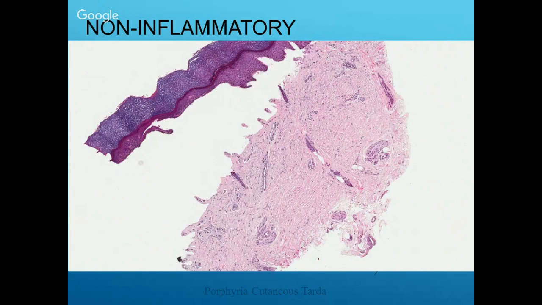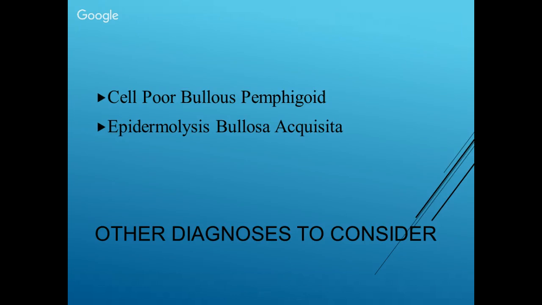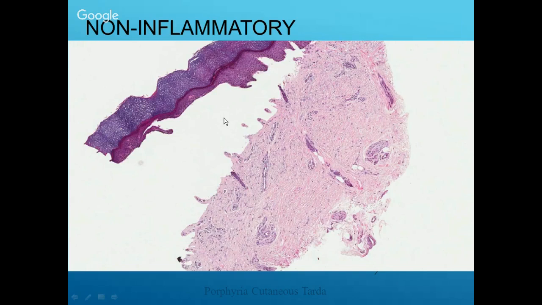So subepidermal split, non-inflammatory, think of PCT, and the other, we'll talk about the features, and the other two things are cell poor BP and epidermolysis bullosa acquisita. So EBA, cell poor BP and PCT. Those are the only three things that you're going to think of when you see subepidermal split, no inflammation.